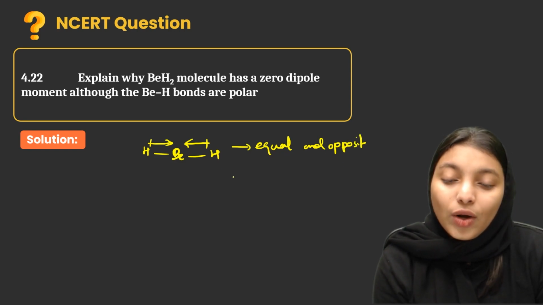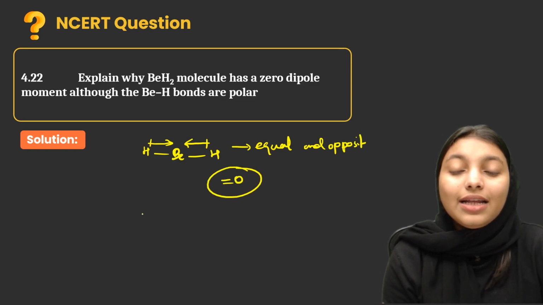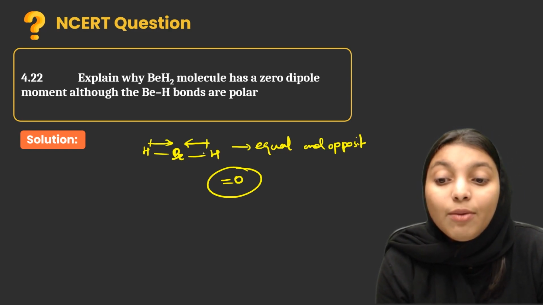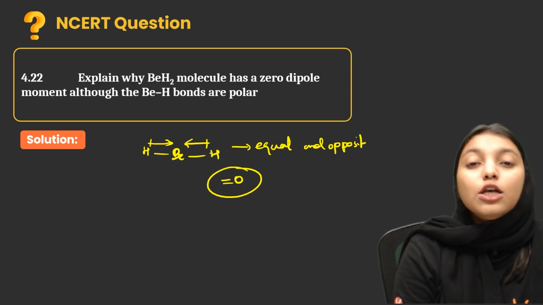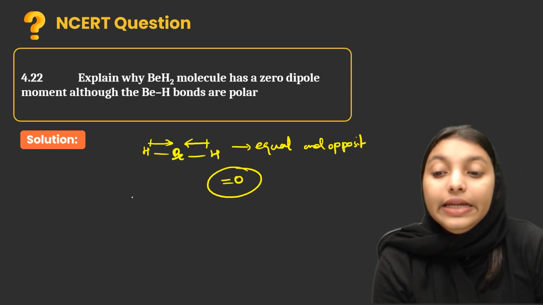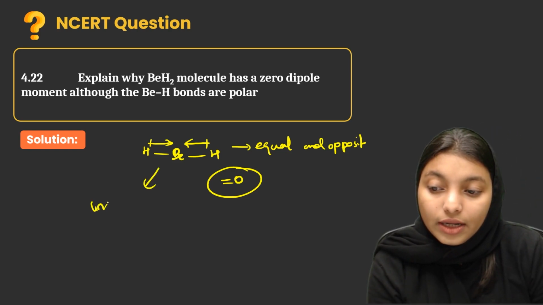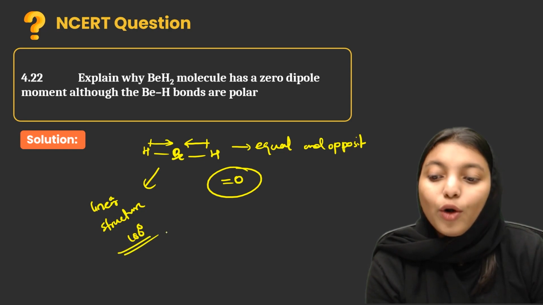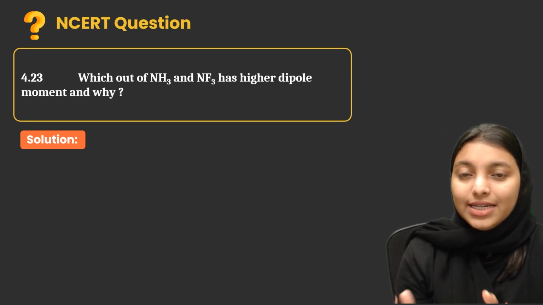That is what we are getting here, right? So since they are equal and opposite, we will get the net dipole moment value as 0, even though a single Be-H bond is polar. That is due to the linear shape or linear structure, we can say. Linear structure and 180 degree bond angle. So here we have the 23rd question.